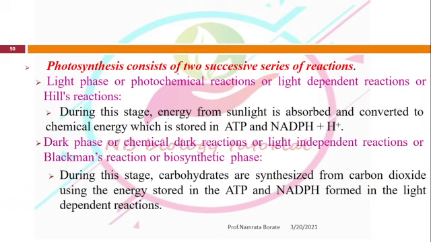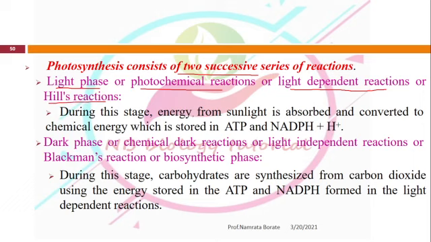It consists of two successive series of reactions. What's the first one? That is called the light reaction. It is also called a photochemical reaction. It is also called a light dependent reaction, or Hill's reaction.